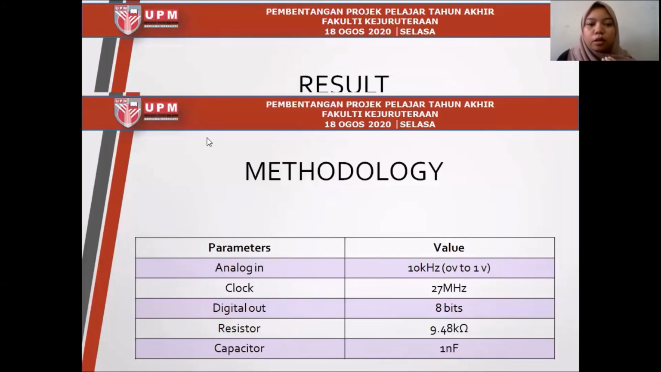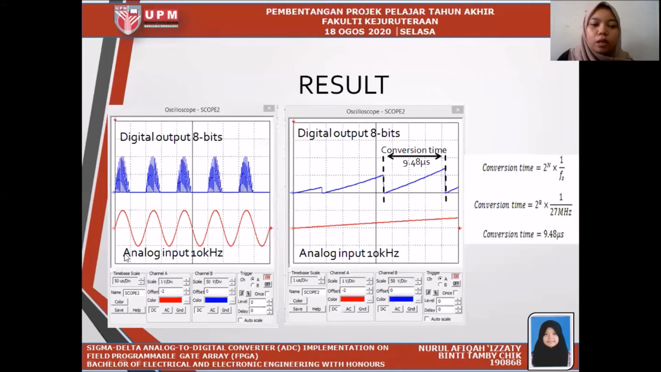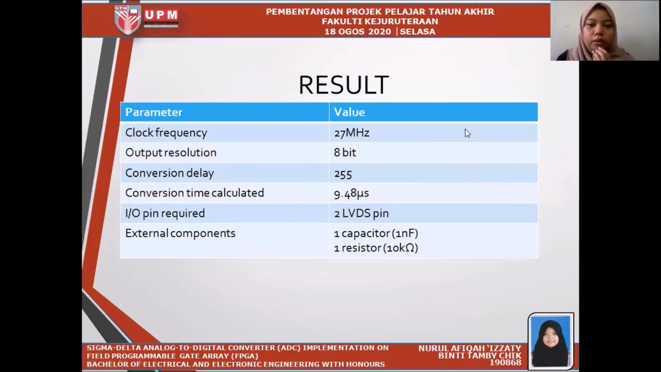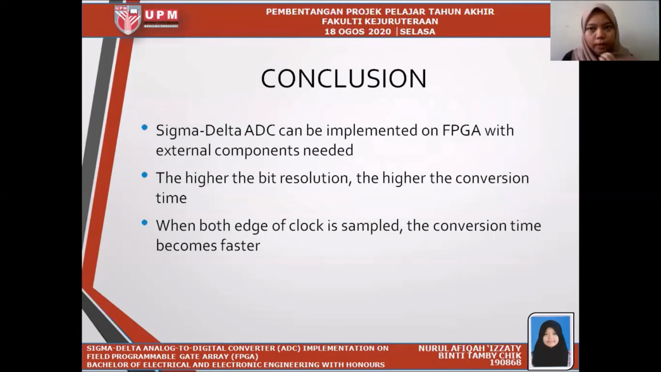So this is the result. This is the 8-bit output, and this is the analog input of 10 kilohertz. When we zoom in, we can see the conversion time is 9.48 microseconds. It is calculated with the equation on the right. As we can see, we only need external components, which are a capacitor and resistor, and the I/O pins required on the FPGA are 2 LVDS pins. So as the conclusion, the Sigma Delta ADC can be implemented on FPGA with minimal external components.